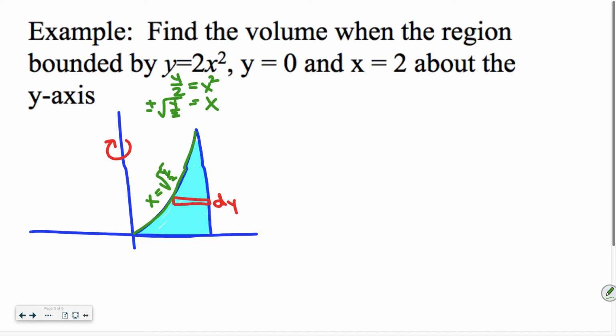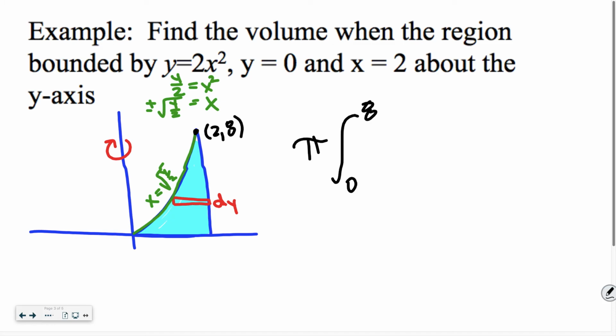So when we look to set this up, we would have pi times the integral from 0 to, not 2. This is the coordinate 8. Our limits of integration also need to match whatever variable we're using. So 8 is the y-coordinate of that intersection. Okay.